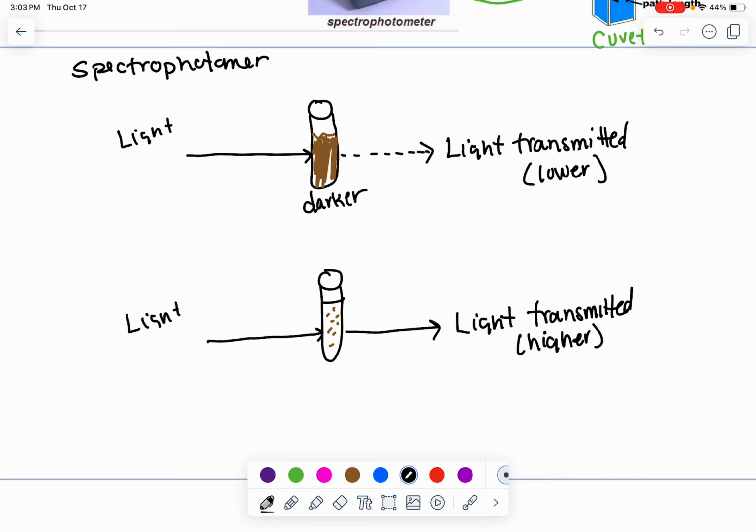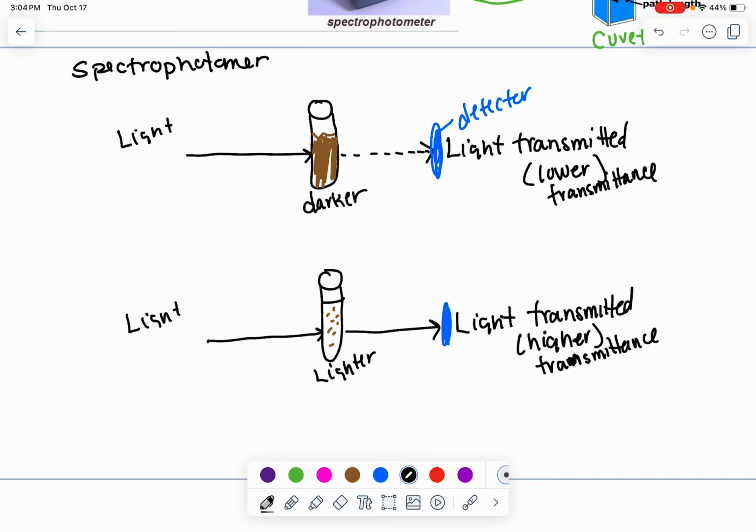here. And remember, there's a detector in the spectrophotometer that's detecting how much light gets through. And based on that, the light transmitted, we call this transmittance. Okay, higher transmittance, this one will have a lower transmittance. You could measure the transmittance as a way to tell how dark it is. All right, so again, this is a lighter color.